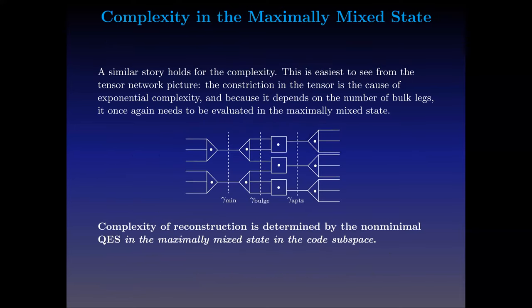And it turns out that a similar story holds for complexity. What we care about is this constriction. This is the cause of the exponential complexity. We care about what this constriction is in the maximally mixed state. And since I think I'm already a little bit over time, I'm not going to spend a lot of time belaboring this. I'm just going to assert that the complexity of reconstruction is going to be determined by the non-minimal quantum extremal surface in the maximally mixed state in the code subspace.